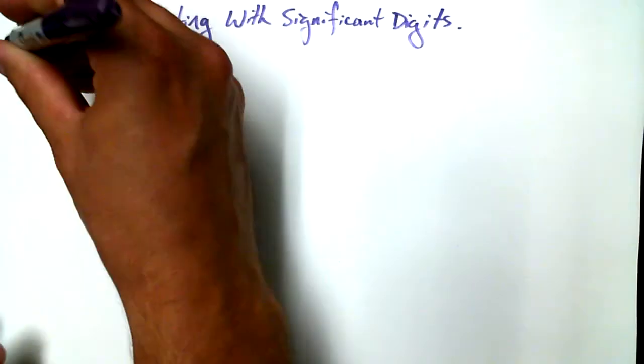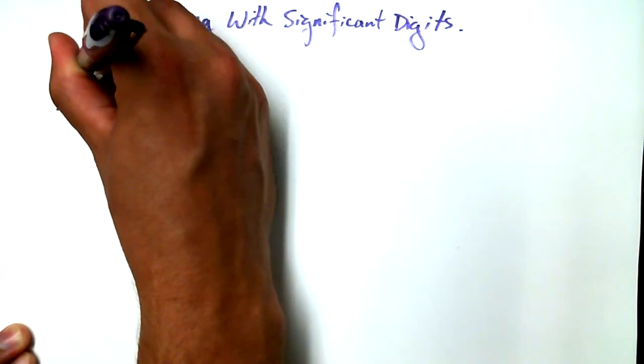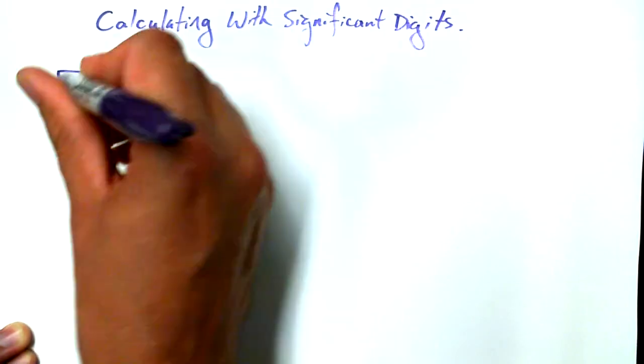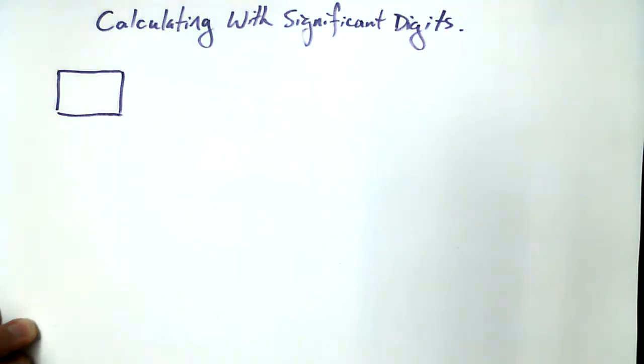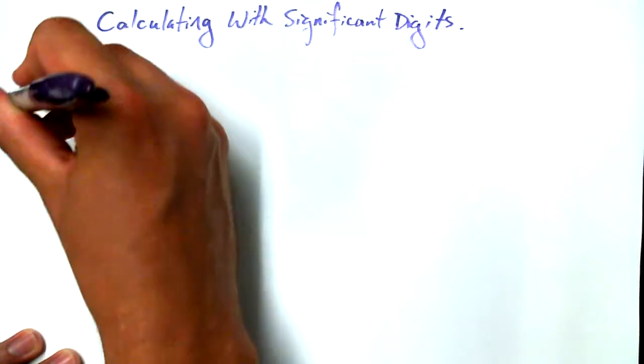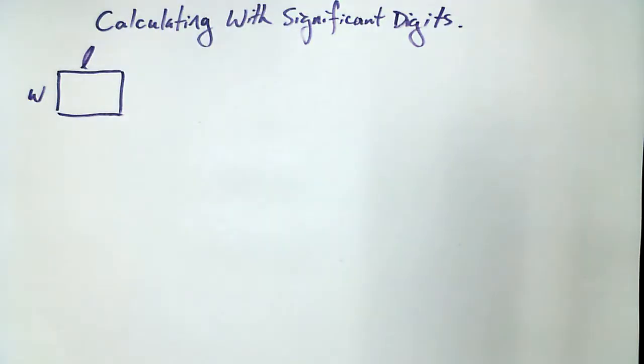So we're going to do some calculations. I want to make use of Sig Digs in these calculations. I'm going to start with something really simple. And I know we're going to get more complicated in physics, but we'll start with something that everybody knows. A rectangle, length and width.